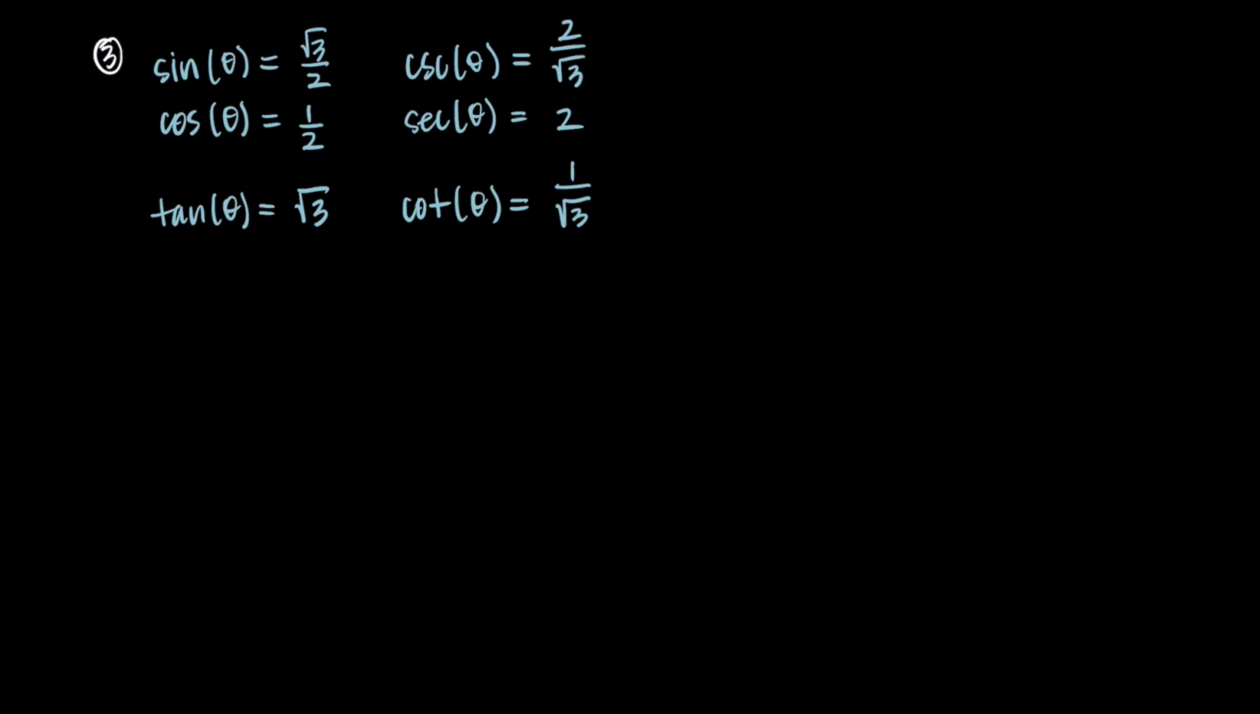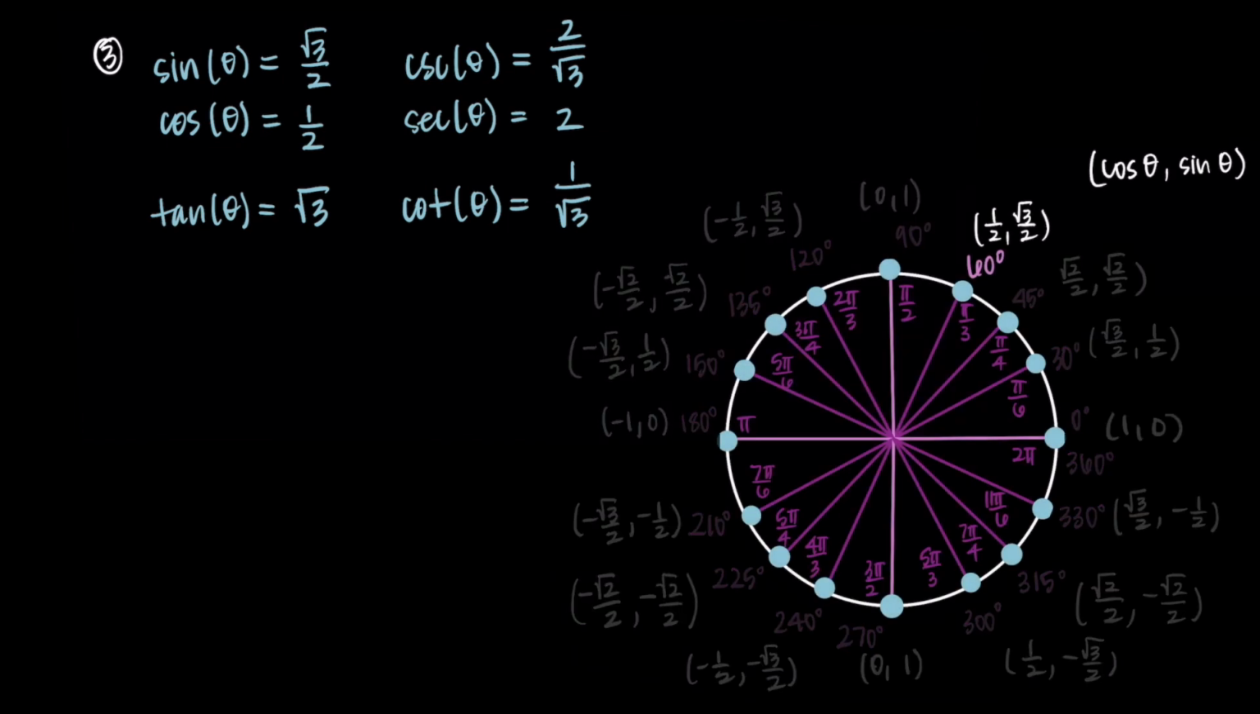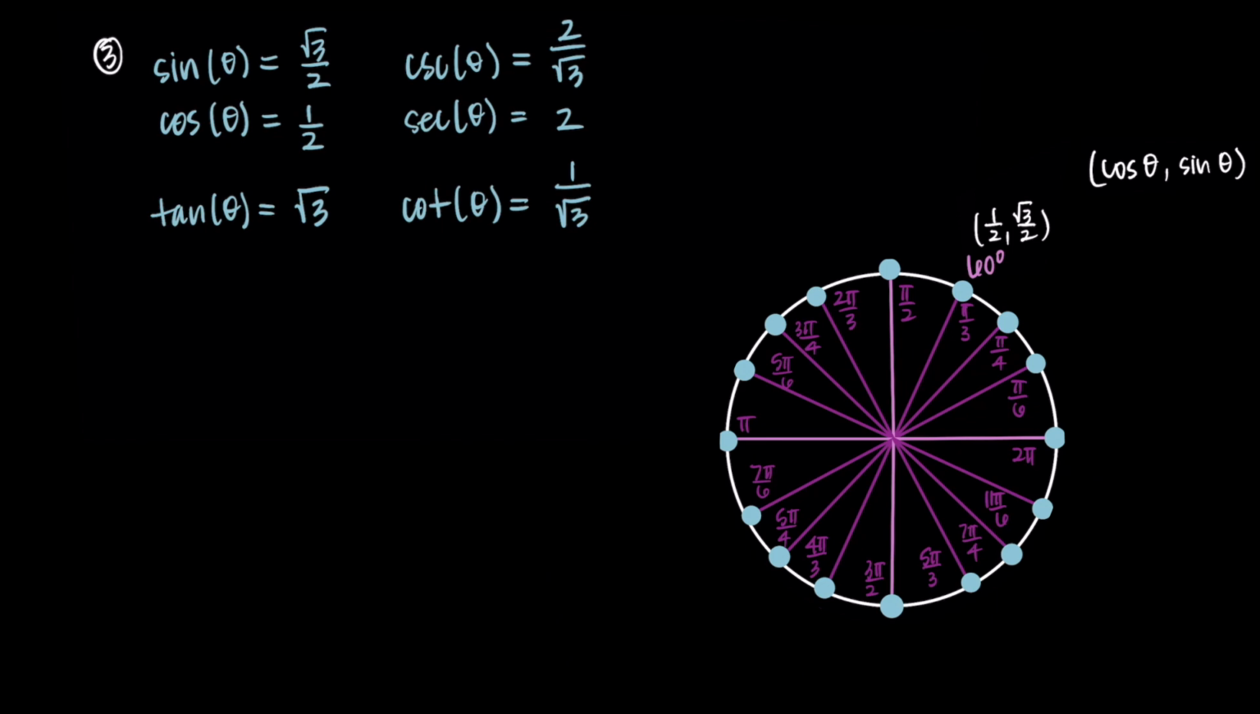Okay, so we've found all the values for pi over 3 by using the reference triangle, but you can also look at the unit circle if you'd like. I tried to emphasize the reference triangle because we're not always going to be using angles that are on the unit circle, so it's good to know how to use the triangles. But if you have a unit circle and that's what you'd like to use, you can see that we have the cosine and the sine values from the unit circle. So the cosine is the x, 1/2, and the sine is the y, square root of 3 over 2.